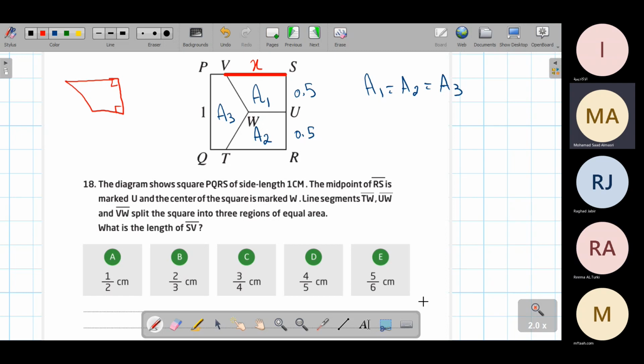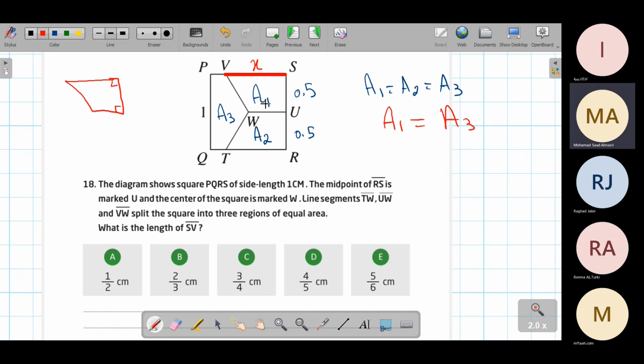So A1 and A2 are two congruent shapes, so I will not get any information if I say A1 equals A2. I will use A1 equals A3. So A1 equals what? To A3. Right.